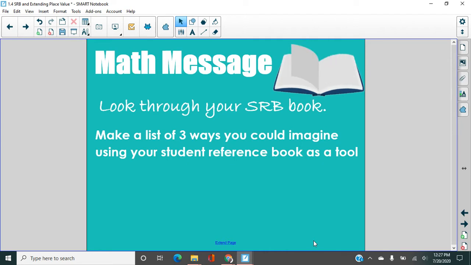So we're starting off with this math message, and it says to look through your SRB book. Now the SRB is the student reference book is what that stands for, and it is the hardback math book that you hopefully have with you. And I want you to look through that, and I want you to make a list of 3 ways you could imagine using your student reference book as a tool. So what are 3 things that you might use it for, or things that you might need to look up, or reasons that you might reference this book? So take a moment and make a list of 3 of those.